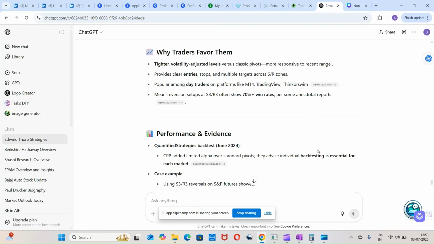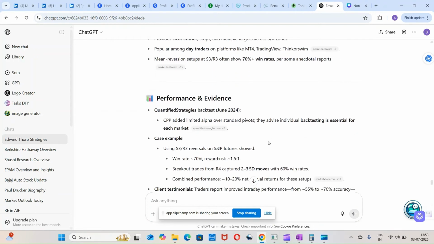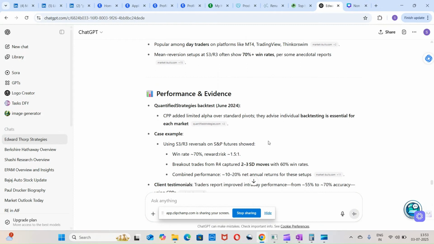These are popular among day traders on platforms like MT4, MetaTrader 4, TradingView, Think or Swim, which is the TD Ameritrade platform. Mean reversion setups at S3 R3 often show 70 plus percent win rates. So Camarilla pivot point accuracy is 70% plus win rate, as per anecdotal reports. This is anecdotal again, but that win rate is very high. On a buy setup, having 70% win rate is like too much. These offer you that, and these are leading indicators, not lagging indicators. That's the beauty of these indicators.